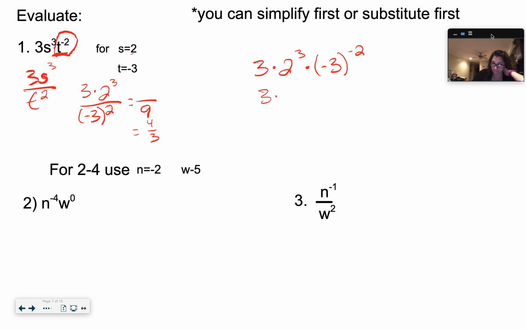My bad. So 2 to the third power. 2 times 2 is 4. 4 times 2 is 8. 8 times 3 is 24. Okay, so then it's 24 over 9. I know I can divide by 3 still. So 24 divided by 3 is 8. So that'll be 8.